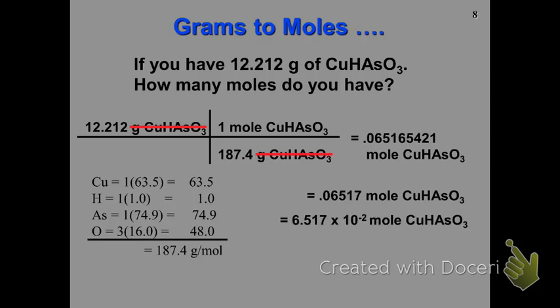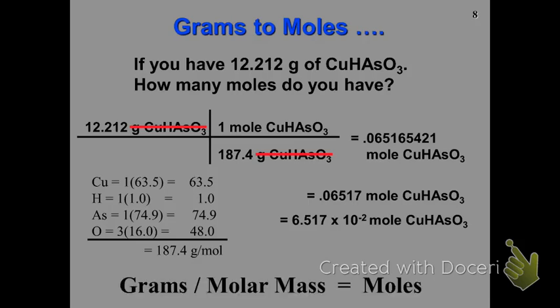Or probably a better way to express that is 6.517 times 10 to the minus 2 moles of CuHAsO3 would be our answer. So it appears that grams divided by molar mass equals moles. Okay, grams divided by molar mass equals moles. Let's go do the other one, which is moles to grams.